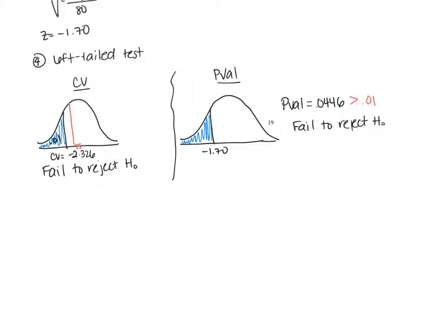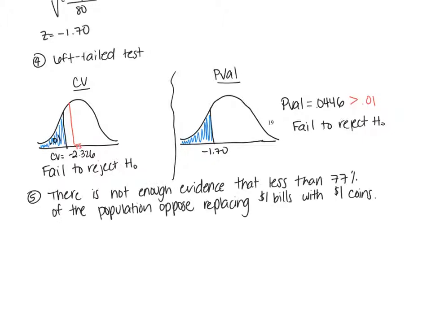Based on the decision we made in step 4, we can write our conclusion, which is that there is not enough evidence that less than 77% of the population oppose replacing $1 bills with $1 coins.